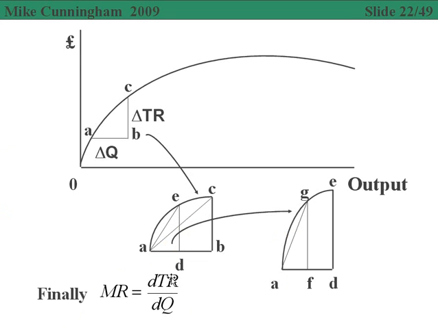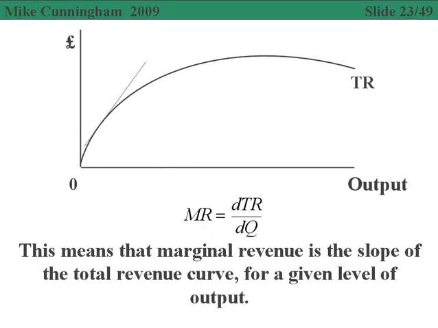So marginal revenue is the change in total revenue divided by the change in quantity. So it's DTR by DQ, as we say in mathematics. DTR by DQ. If we take the change in quantity to be very, very small here, we're really talking about a tangent at the point. The marginal revenue is the slope of the total revenue curve for a given level of output. So if I just draw a tangent in here, that's what we're talking about. The slope of the tangent at that point is the marginal revenue.